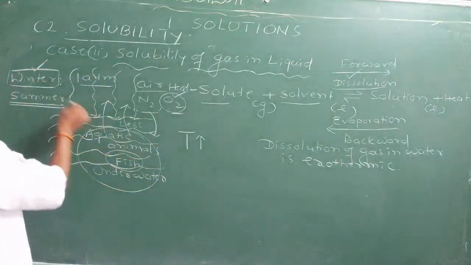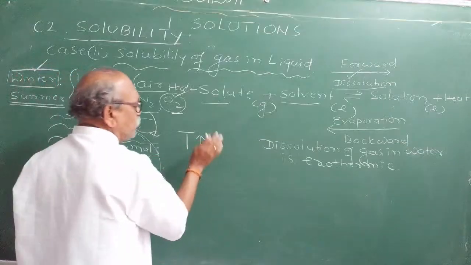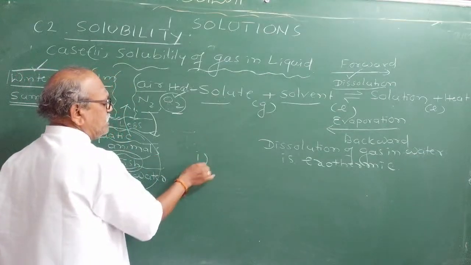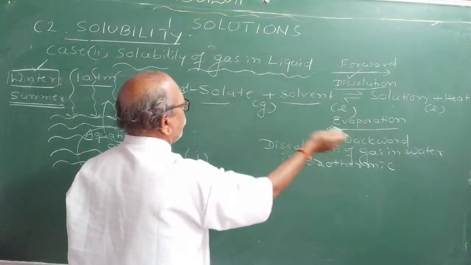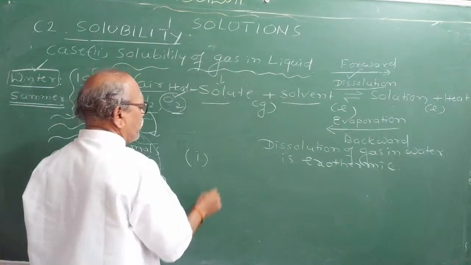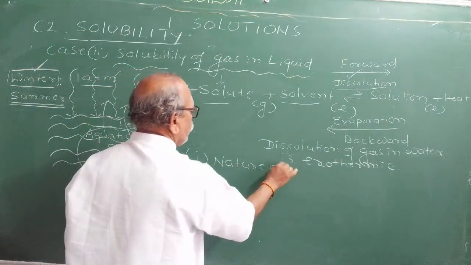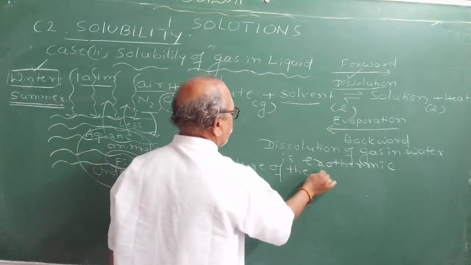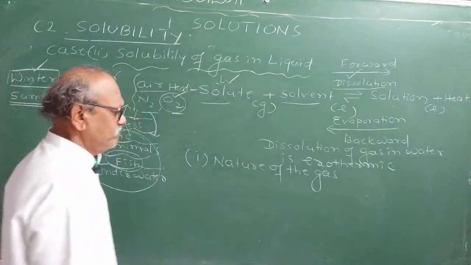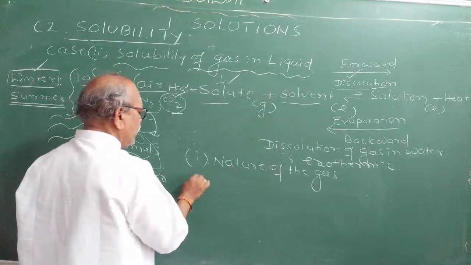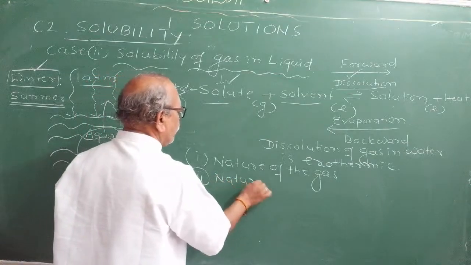In the winter season, room temperature will be less. Two factors are affecting it. The dissolution of a solute in a solvent depends upon different factors. One is the nature of the gas. Remember, different gases will have different abilities to dissolve. And it depends upon the nature of the solvent, what type of solvent it is.